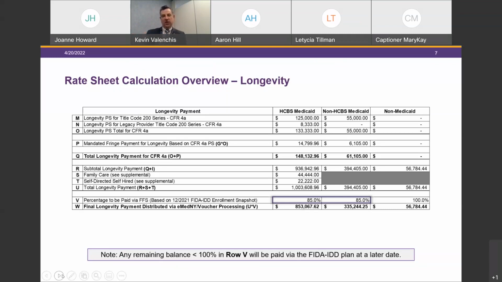We use that. And because the FIDA does not engage and pay you for non-Medicaid related activities, this fictitious agency would have received $56,784.44 offline, probably within the last few weeks, directly from voucher processing here at OPWDD. Okay, so that's why in all providers, even if you have an enrollment in the FIDA, the non-Medicaid is always going to be 100% because the FIDA does not cover non-Medicaid payments. All right. So that's kind of a walkthrough in row V.